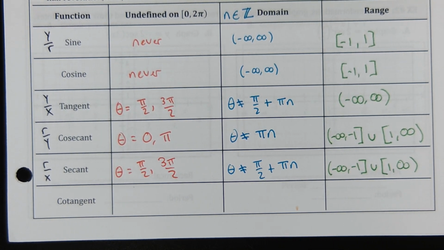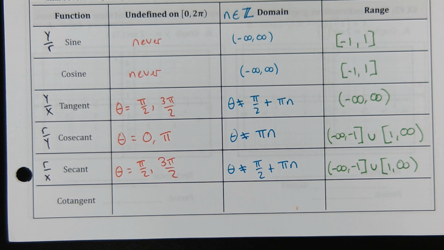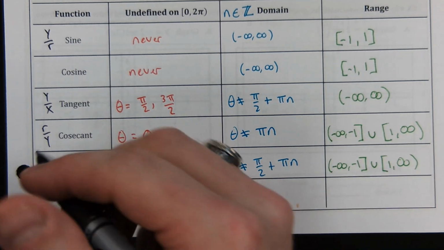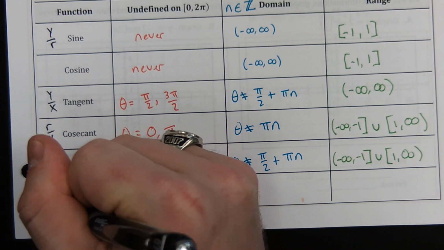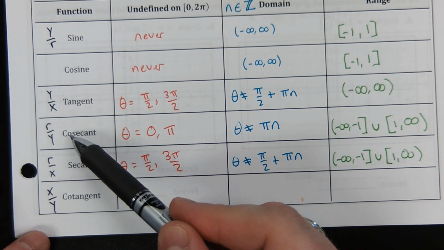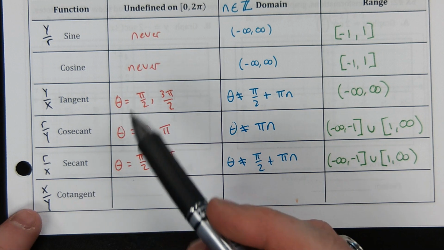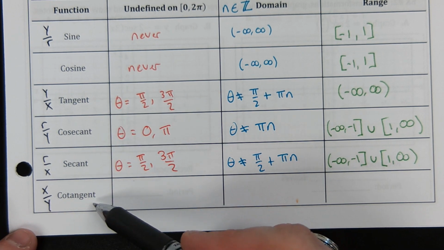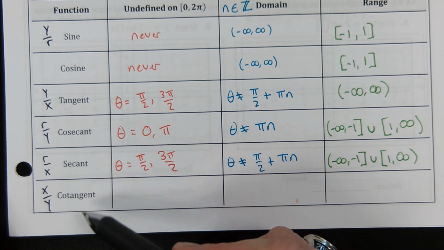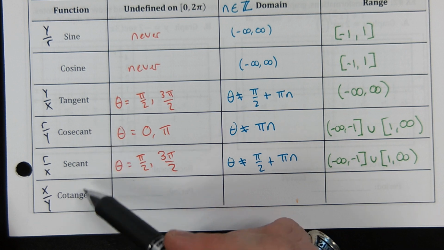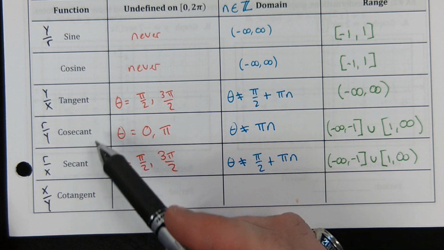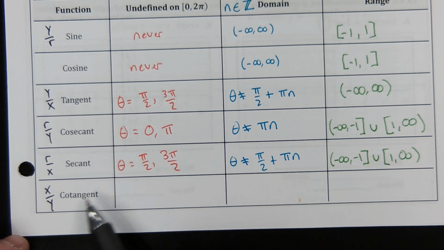So if tangent and secant have the same domain, what do you think cotangent would have the same domain as? Cosecant. And it does. But why? Well, cotangent is x over y. Cosecant is also over y. So anytime cosecant is undefined, so is cotangent, because you can't divide by 0. Anytime side length y is 0, your function will be undefined, either cosecant or cotangent.